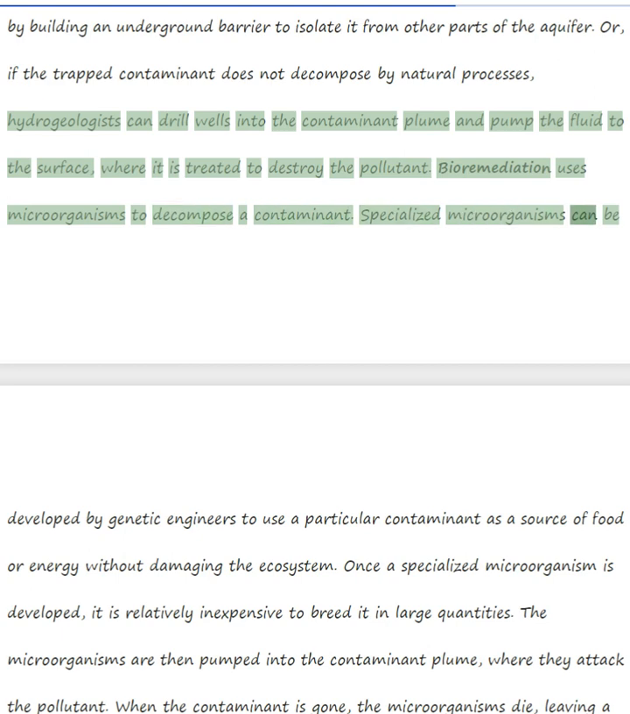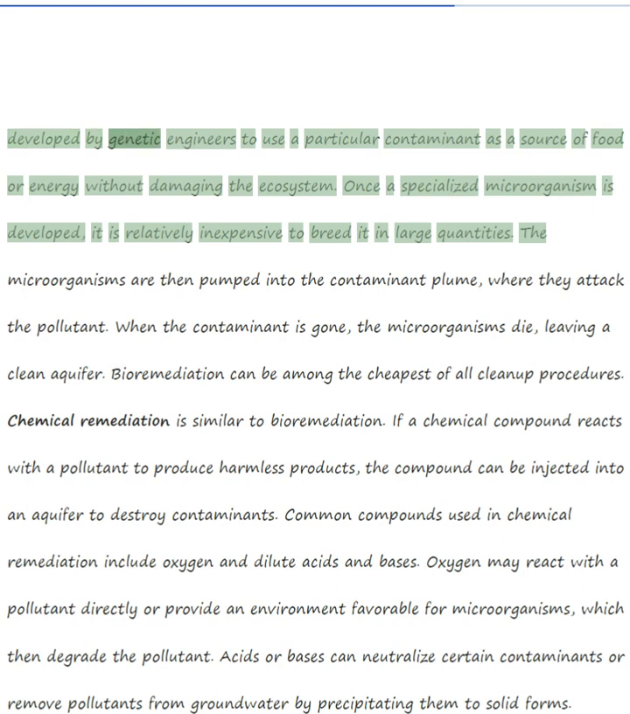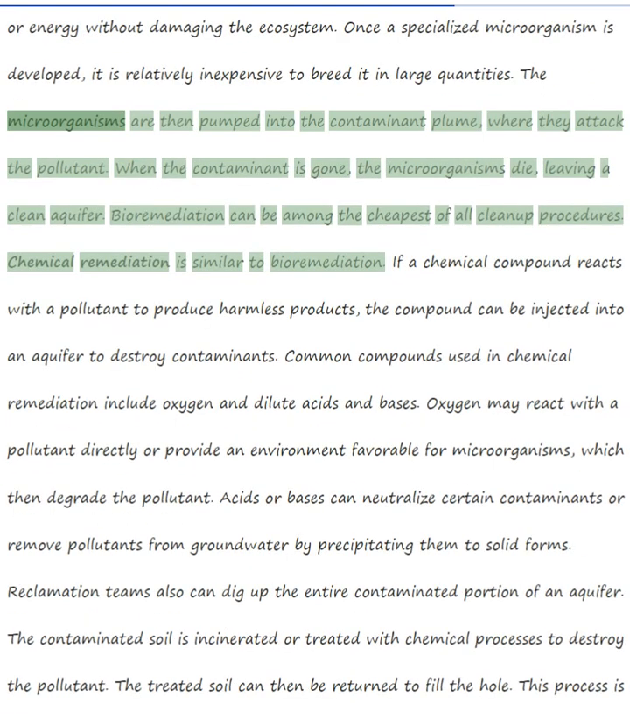Specialized microorganisms can be developed by genetic engineers to use a particular contaminant as a source of food or energy without damaging the ecosystem. Once a specialized microorganism is developed, it is relatively inexpensive to breed it in large quantities. The microorganisms are then pumped into the contaminant plume, where they attack the pollutant. When the contaminant is gone, the microorganisms die, leaving a clean aquifer. Bioremediation can be among the cheapest of all cleanup procedures.